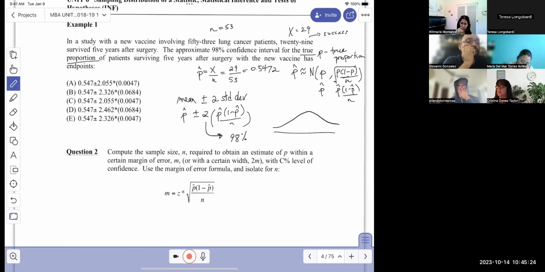So let's see. 2.5. Yeah, you're getting closer. I want 98% in the middle. It means that it's going to be 1% on each side, right? 1% here, 1% here. So what will the z be here?